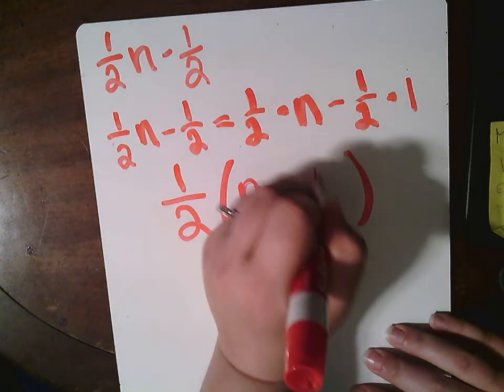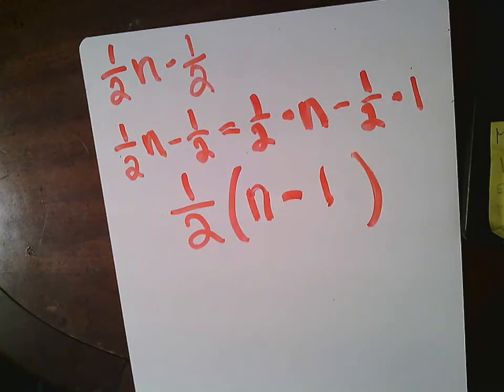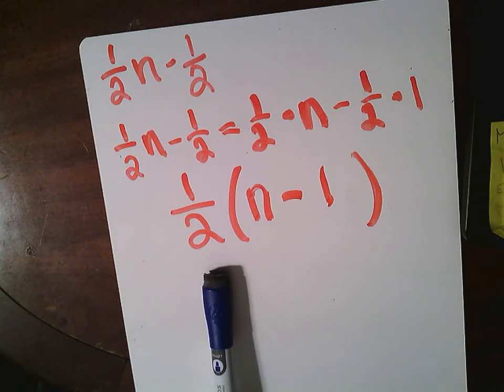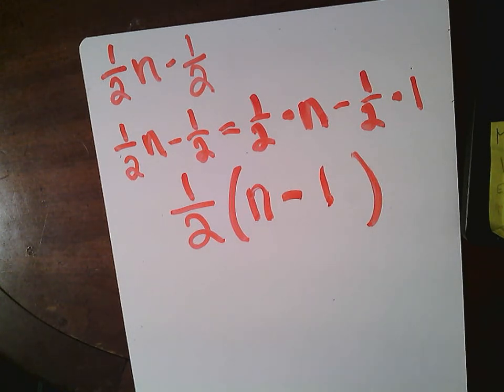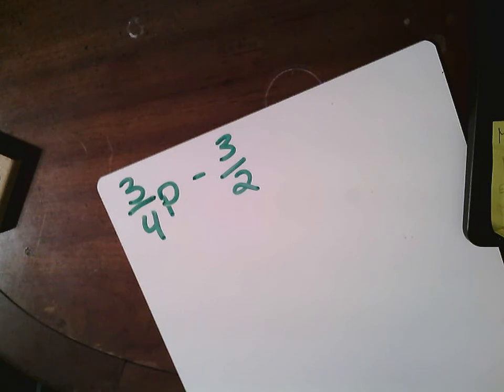And I have a 1. Alright, sorry. So our final answer here is 1/2 times n minus 1. Alright, this is going to be our last example today. I know we didn't do a lot of examples today, but I hope that I walked through them well enough for you. We'll go over some more examples tomorrow.